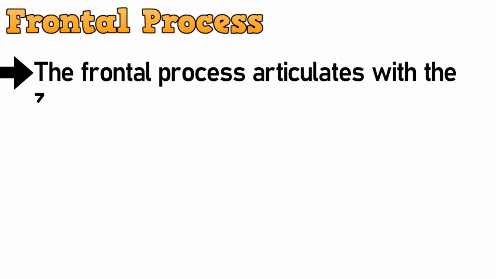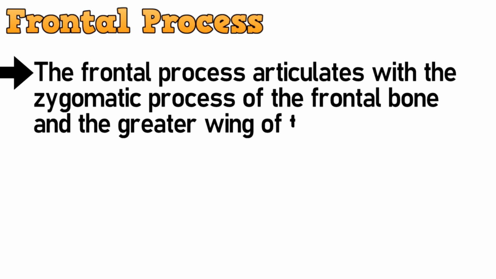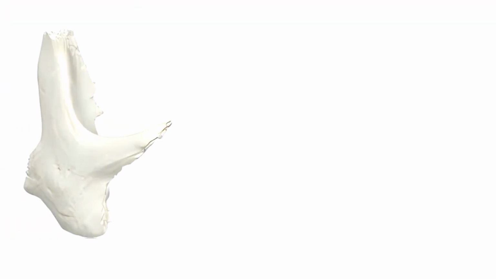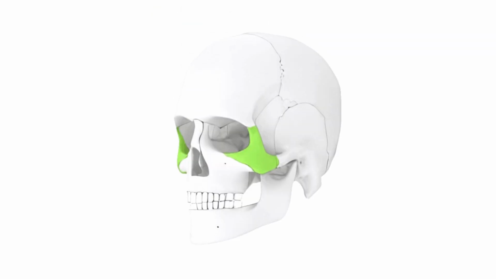Now, let's discuss about the processes. First is the frontal process. The frontal process articulates with the zygomatic process of the frontal bone and the greater wing of the sphenoid bone. Let's have a look. So this is the frontal process. And this is how it articulates with the frontal and the sphenoid bone.